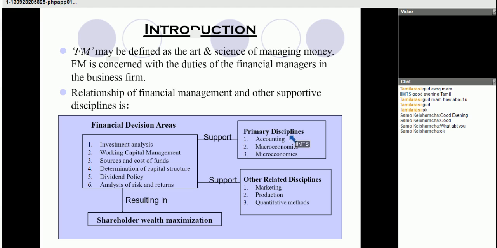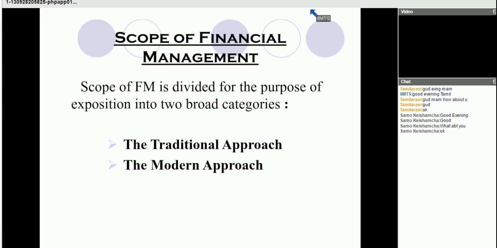So in support, there are some primary disciplines and some other related disciplines, and all together the purpose is shareholders' wealth maximization, because the shareholder is the owner of the company. If he is not getting adequate or pleasing returns, then he will not be willing to stay with the company. He may just sell off the share and move, and if there is sale of shares, then the value of the company in the market goes down. So to please the shareholder, every company aims at the maximization of his or her wealth.